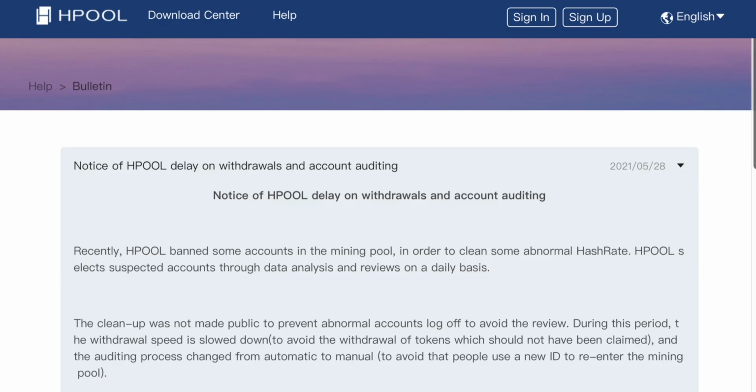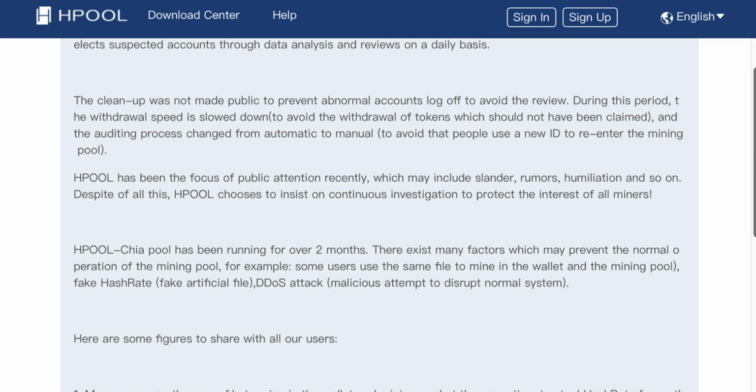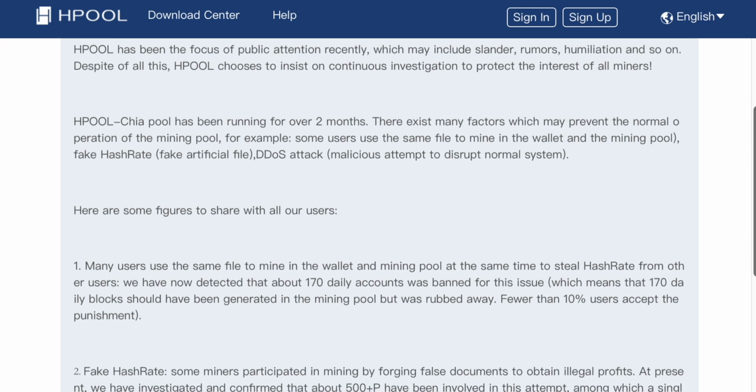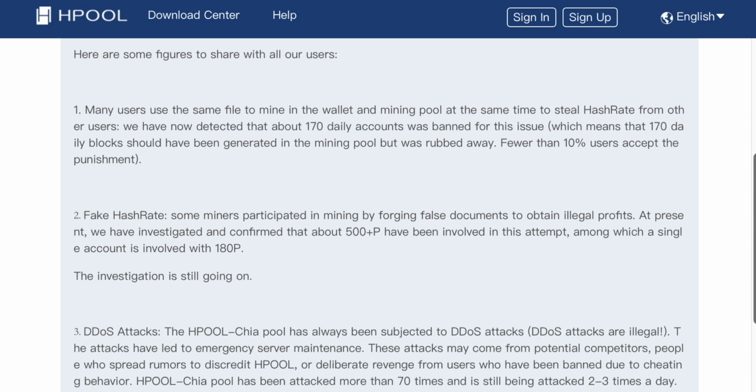Speaking of Hpool, they've just revealed that over 170 users have been banned from their pool after it was discovered that they were double farming. That is, farming their plots on the official GUI app and the Hpool farming app at the same time. Other people meanwhile have apparently been artificially inflating their online capacity by creating fake plots to take a larger share of the blocks won by Hpool, essentially reducing the share of others.